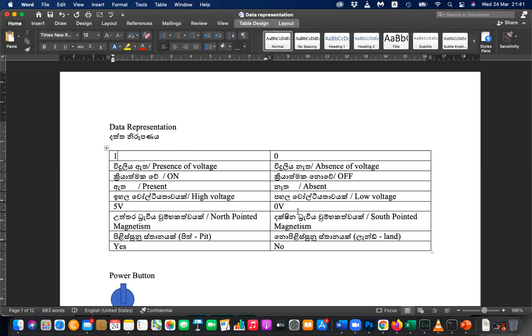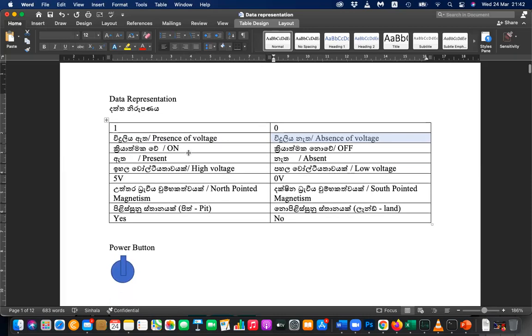No, 0. Land, 0. South pointed, so this can be interchanged, right? Again, if 5 volts is 0, then 0 volts is 1. So you can interchange. Or if presence of voltage is 0 and absence is 1, anyway, two states are used to represent these things. So that is called representing data.